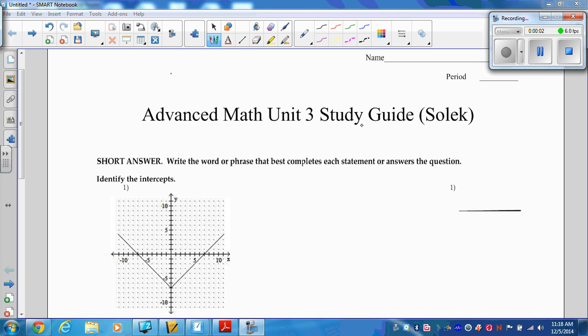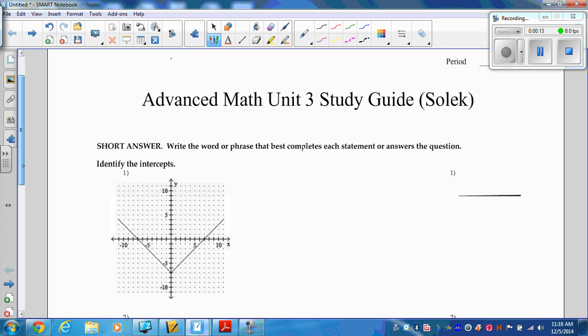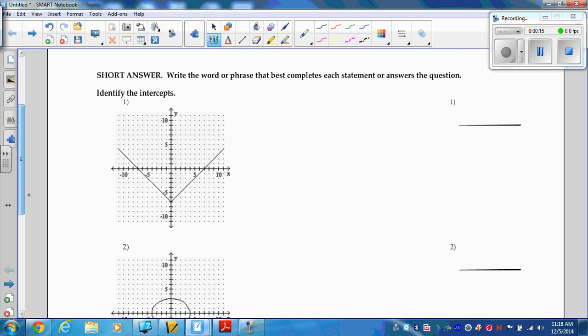So our upcoming test is December 12th, 11th, and 12th, depending on your even or odd day. And here are the solutions for your study guide in several parts.